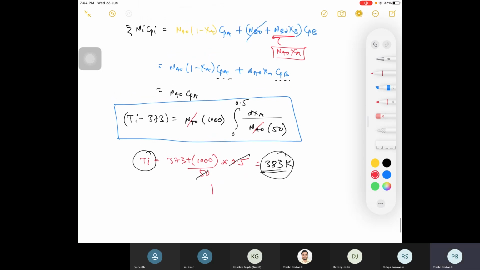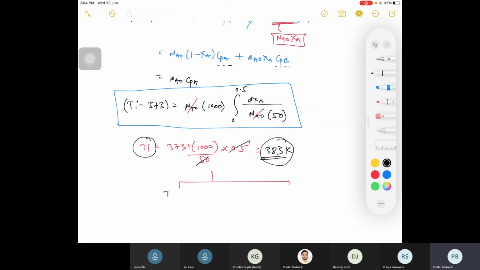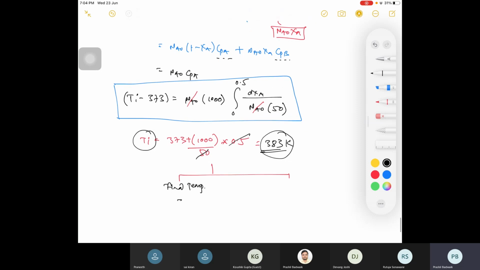So there are two types of question. If it is asked to find out what is your final temperature, directly it is written final temperature, then you need to tell 383. And if it is there for temperature rise, so what is that? It is your delta T.